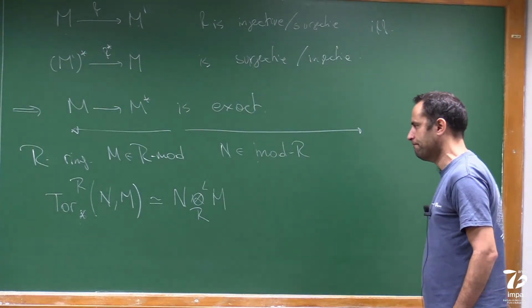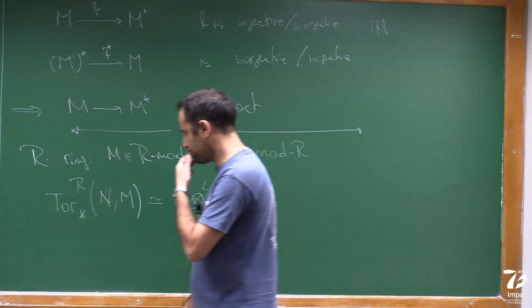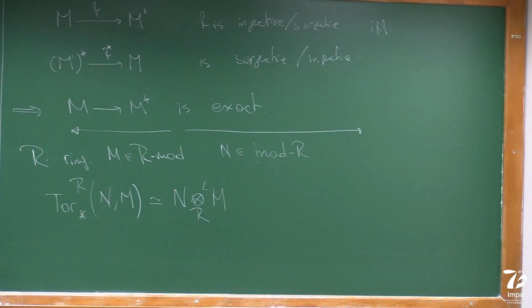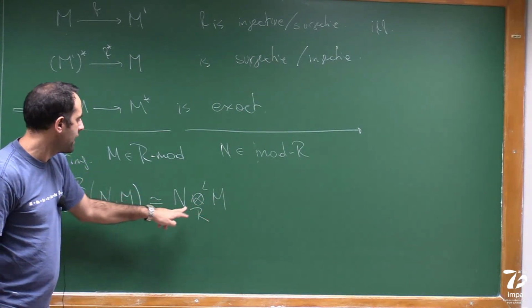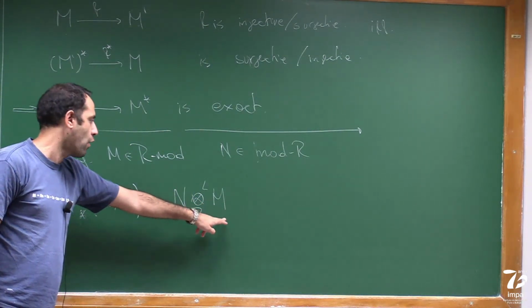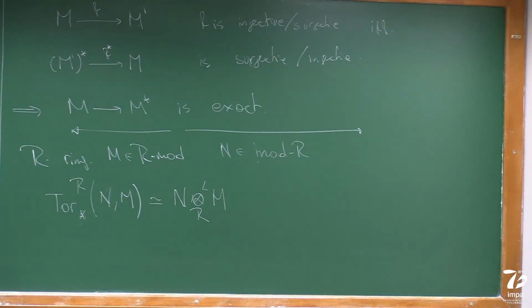And we've already proven that it doesn't matter if I take the derived functor of taking the tensor product by N or taking the tensor product by M, it doesn't matter. And I can use a projective resolution of N or of M. With this, we've proven already that it doesn't matter which one we choose. These homology groups are the same. All right?